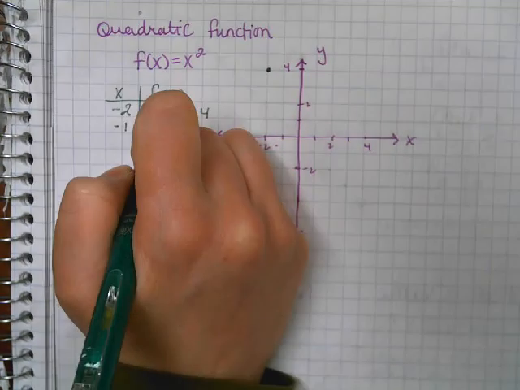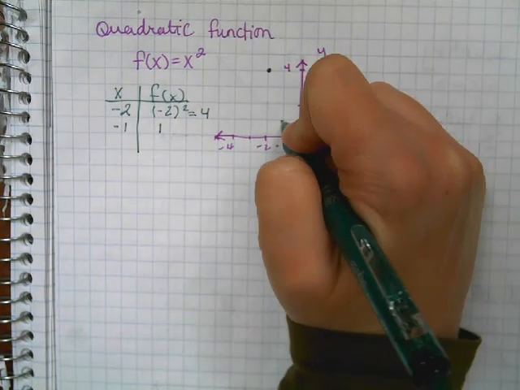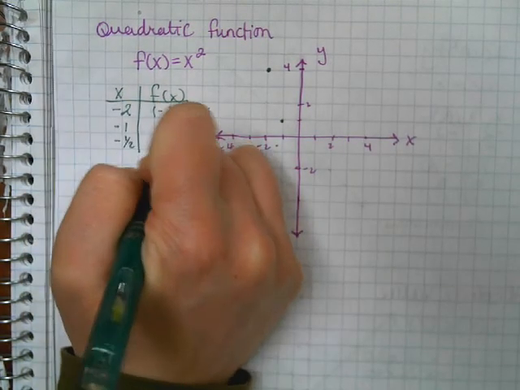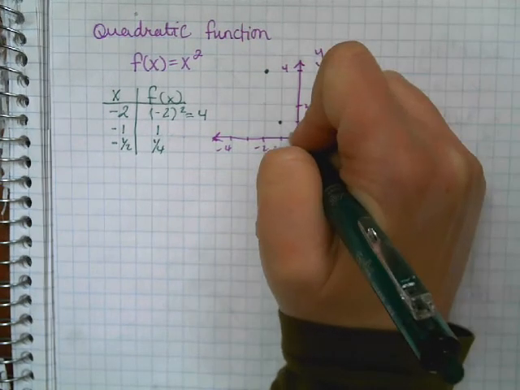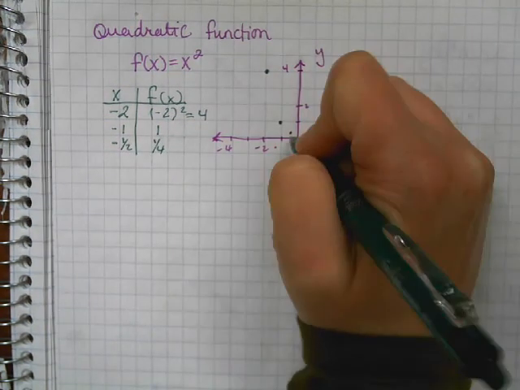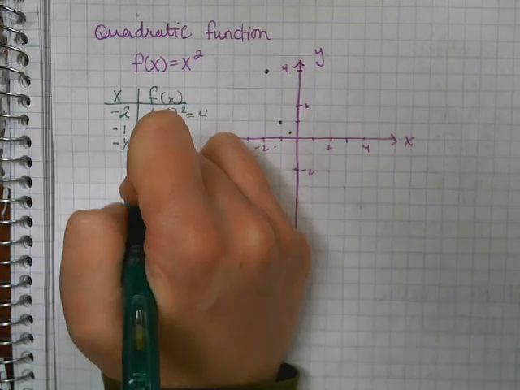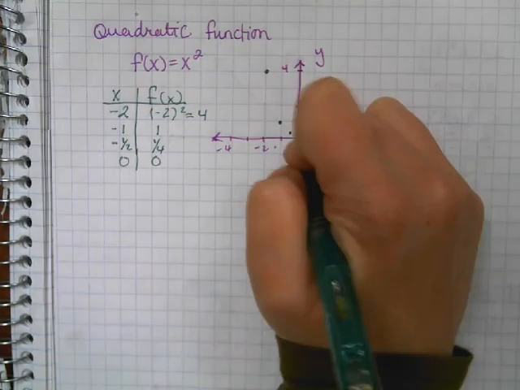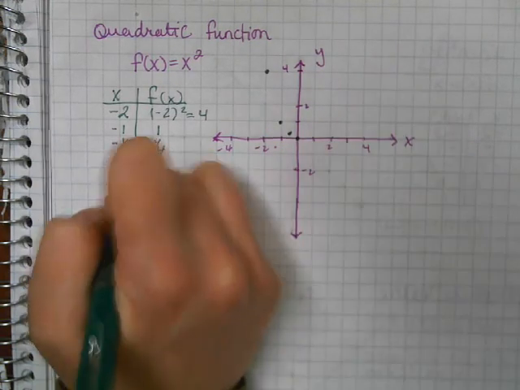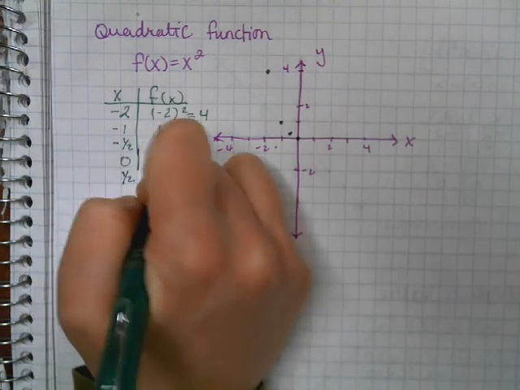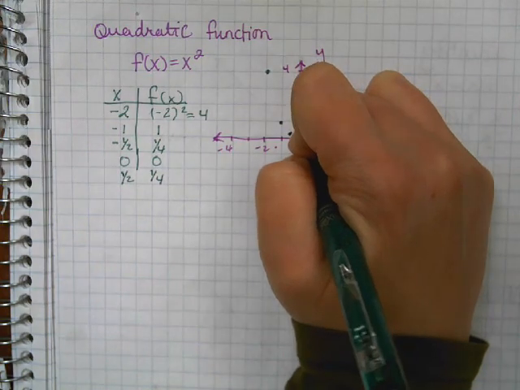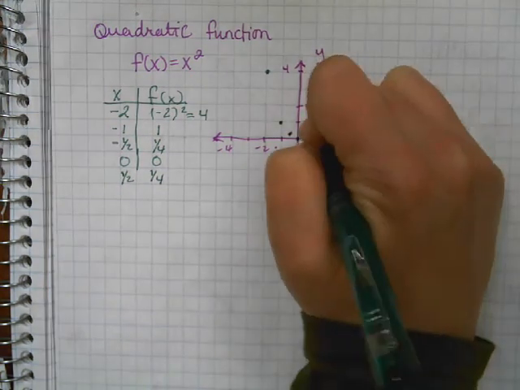When x is -1, I have 1. When x is -1/2, I have 1/4. So that's like a quarter of the way through. That's -1/2. And then at 0, I have 0. All right. And then at 1/2, I have 1/4. 1/2, 1/4 is about here.